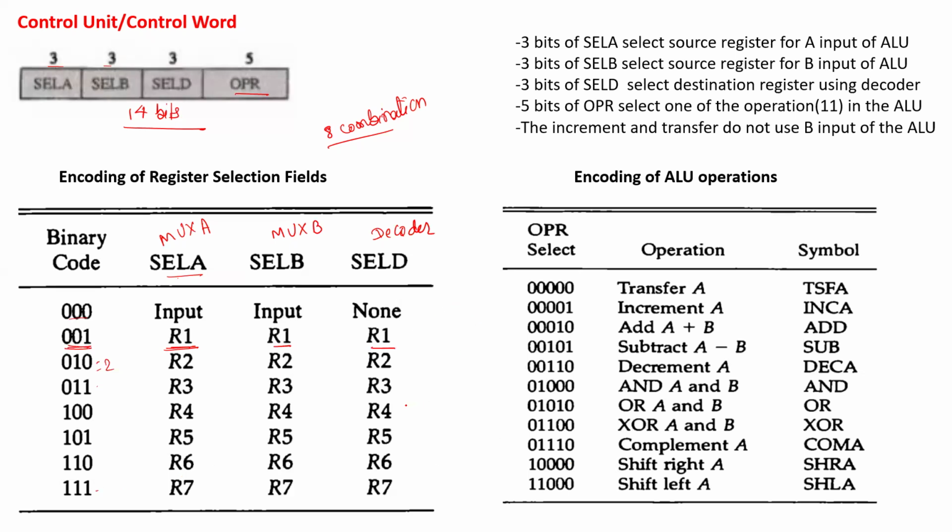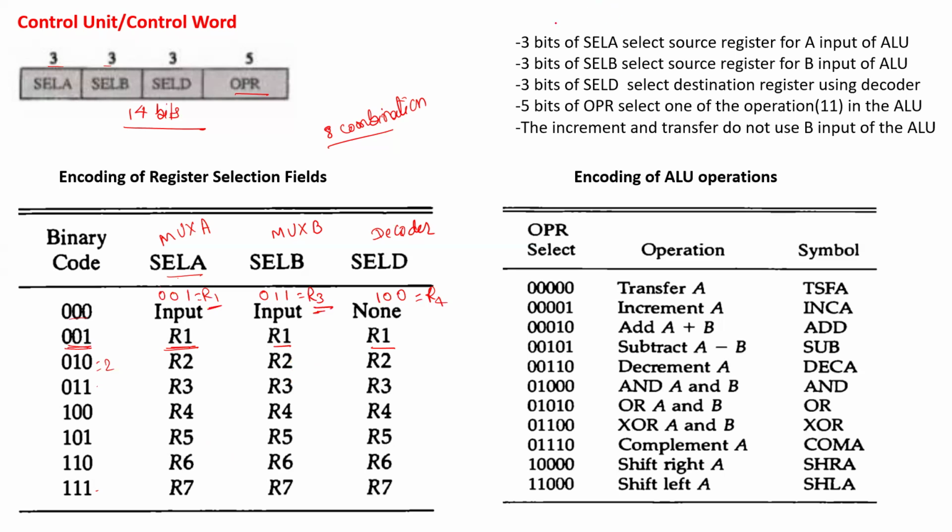Suppose for example we are taking SEL A's combination as 001. SEL B's combination is suppose 011. So now it is 1, it will select the R1 register. It will select the R3 register. So bus A will have R1, bus B will have R3. And here SEL D has suppose 100. That means R4 will be loaded. So like this the combinations work.